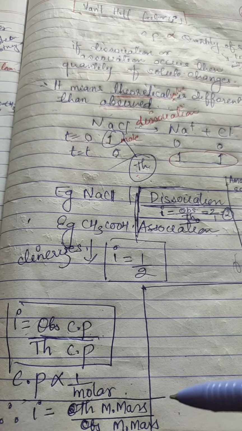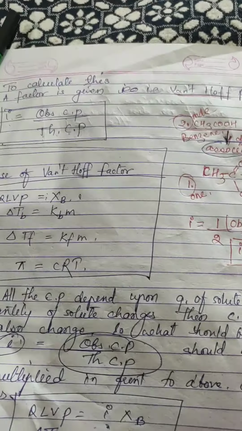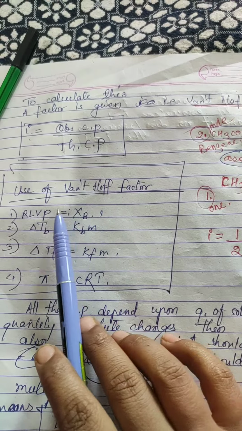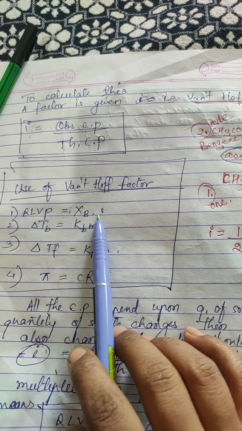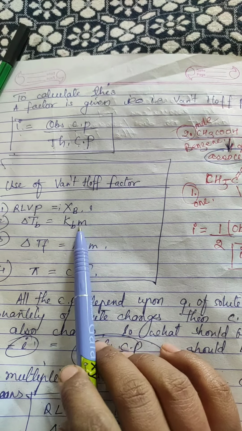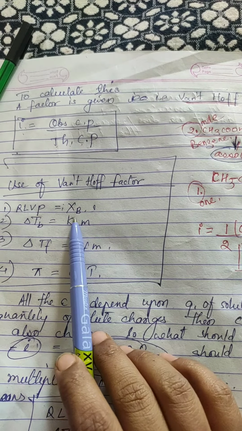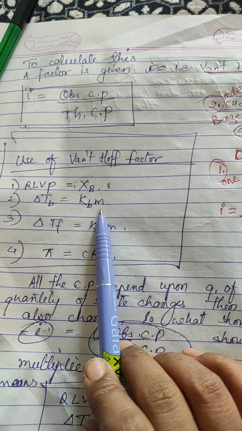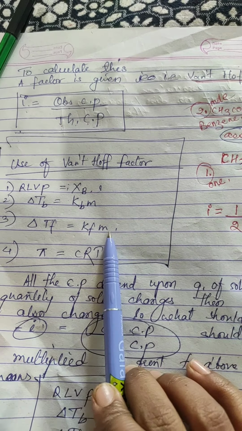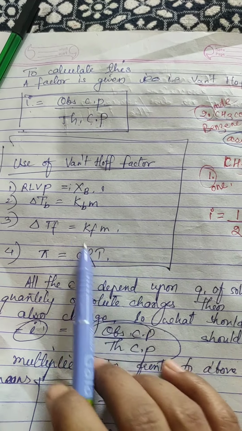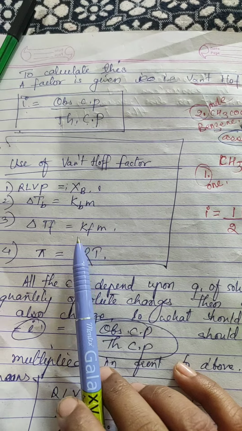Okay, now what is the use of this Van't Hoff factor? इस Van't Hoff factor का use क्या है? Uses of this Van't Hoff factor, you know that all colligative properties depend upon quantity of solute. ठीक है, quantity of solute पे depend किया. Here we can see that this depends upon X_B mole fraction of solute, this depends upon the molality, this depends upon the molality, this is also depending upon the concentration of solute. So these all are depending upon the quantity of solute.